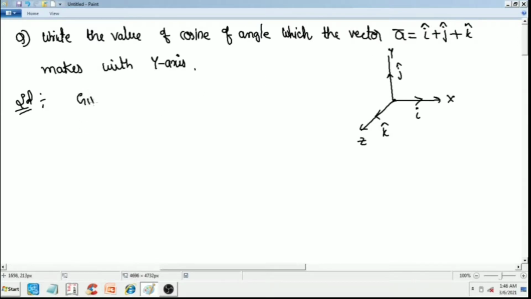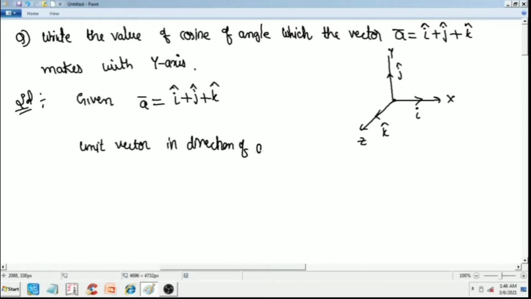First, the given vector. Given a bar is equal to i plus j plus k bar. So here a vector is given, but we need to find the unit vector in order to find the cosine of the angle with respect to the y-axis. So the unit vector in the direction of a bar is a by a modulus. Here what is a modulus? Root over i coefficient square, j coefficient square, k coefficient square. So 1 plus 1 plus 1, root 3. So a modulus is root 3.